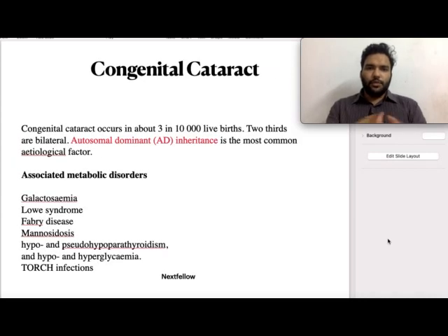Coming to the first part, which is the congenital cataract. Congenital cataract occurs in about 3 in 10,000 live births. Two-thirds are bilateral and it's autosomal dominant inheritance. Associated metabolic disorders include galactosemia, Lowe's disease, Fabry's disease, mannosidosis, hypo and pseudohypoparathyroidism, hypo and hyperglycemia, and TORCH infections. We will talk a little bit about these later.